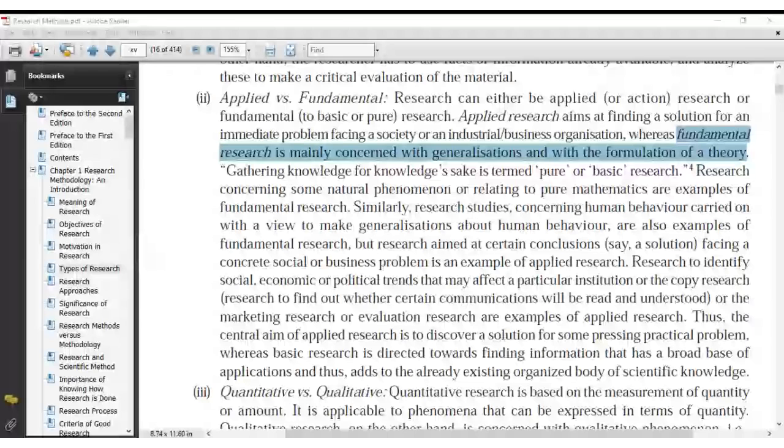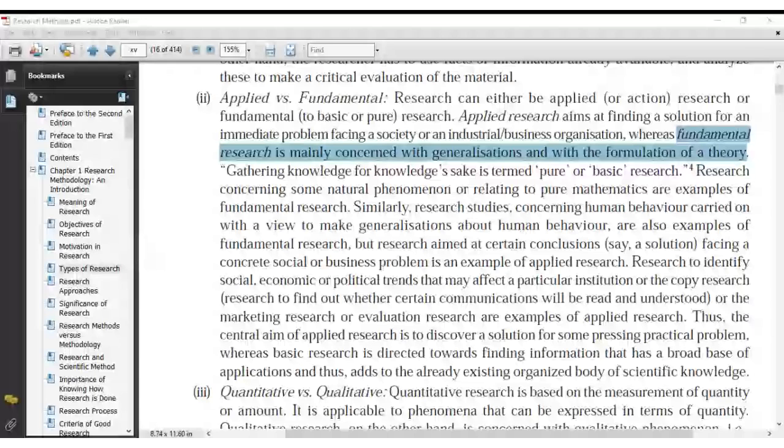fundamental research is mainly concerned with formulation of theories. That is true. Give me an example. Give me an example. So for every kind of research, explain it and give me an example. Okay. That's what I had said in the question. The question was using research examples. Explain the difference. So you need to use real life examples of researchers.